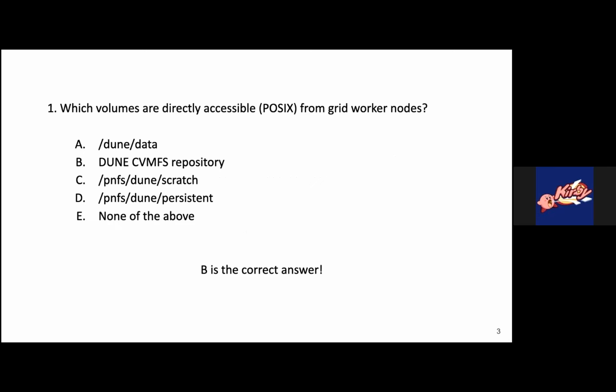So they don't have POSIX access from the grid worker nodes, whereas the Dune CVMFS repository is mounted locally on all of the grid worker nodes. So that is the only one that is directly accessible. Scratch and Persistent, you can get to them from a worker node, but you have to go through IFDH or XRootD. So it's not direct access, it's instead going through another protocol.